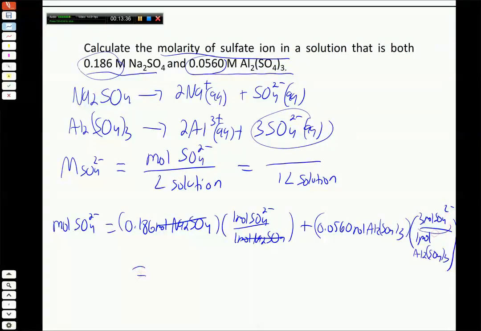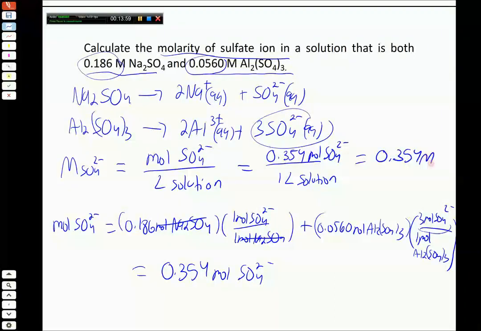And so when we add those together, we get 0.354 moles of sulfate. So that's the moles of sulfate that we have in 1 liter of solution, which means we would have a 0.354 molar solution in terms of sulfate. So I think this is a multiple choice question, but that would be the answer you would pick, 0.354.